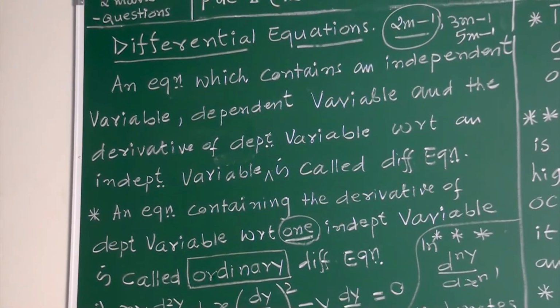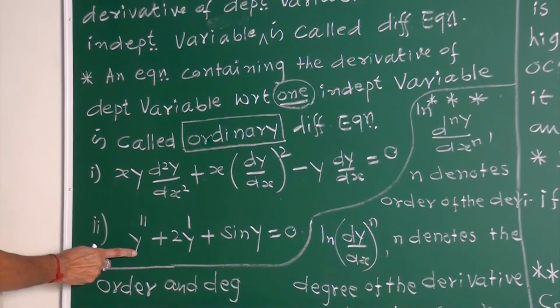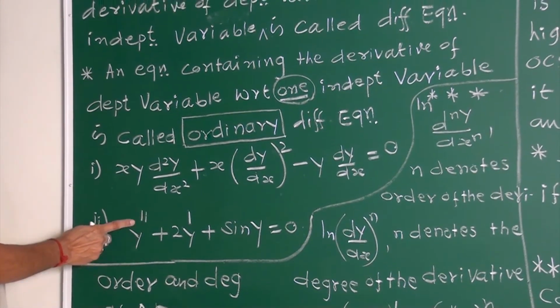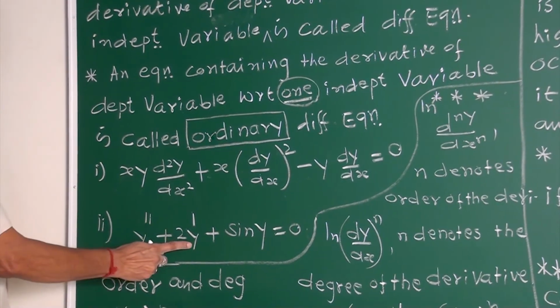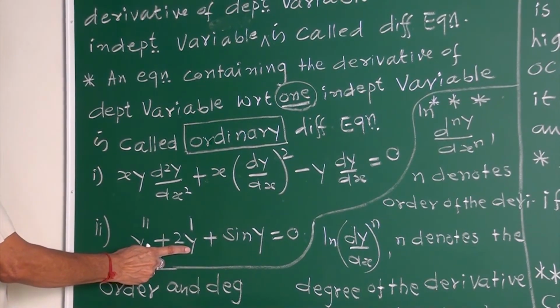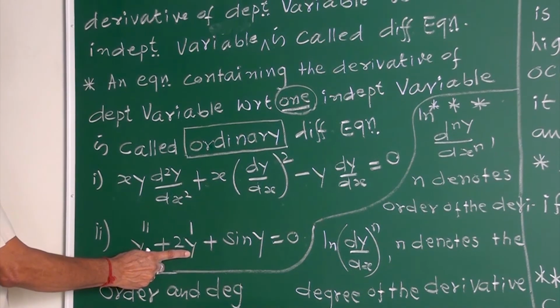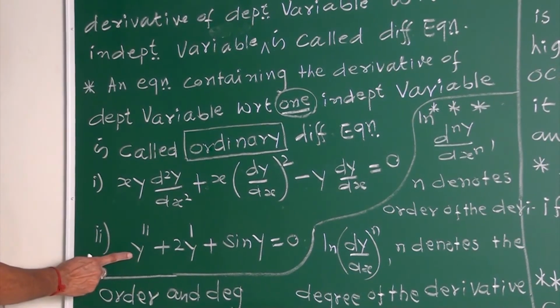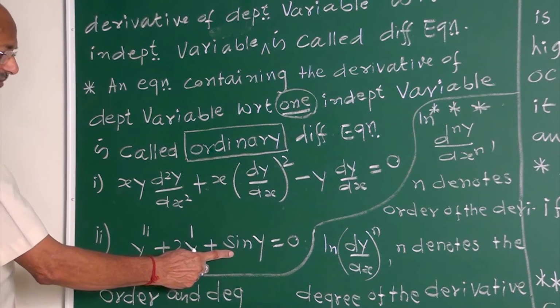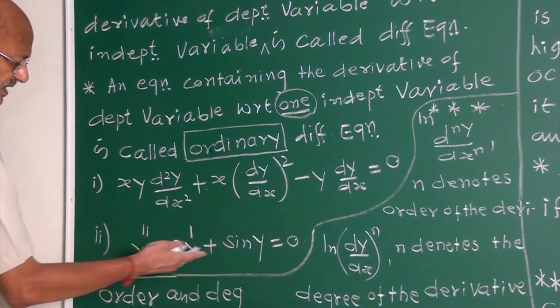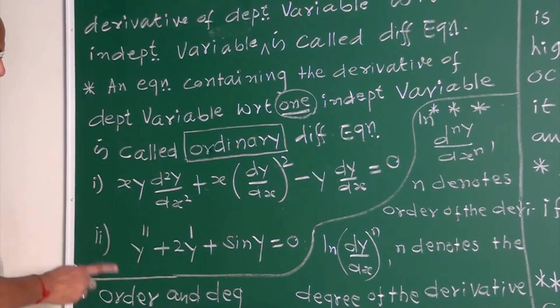Here, y double dash, another notation, denotes the second derivative of y with respect to x. Y dash denotes what? The derivative of y with respect to x. So dy by dx, this is d^2y by dx^2 plus sin y equal to 0. This is another differential equation.